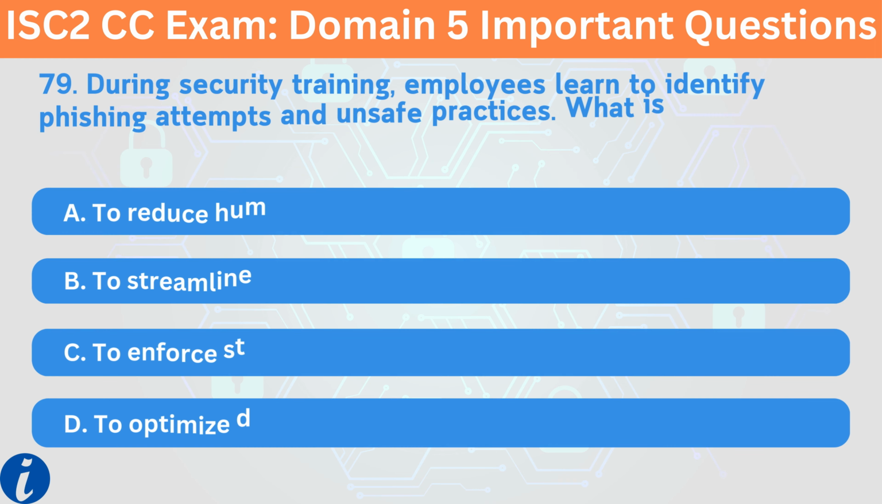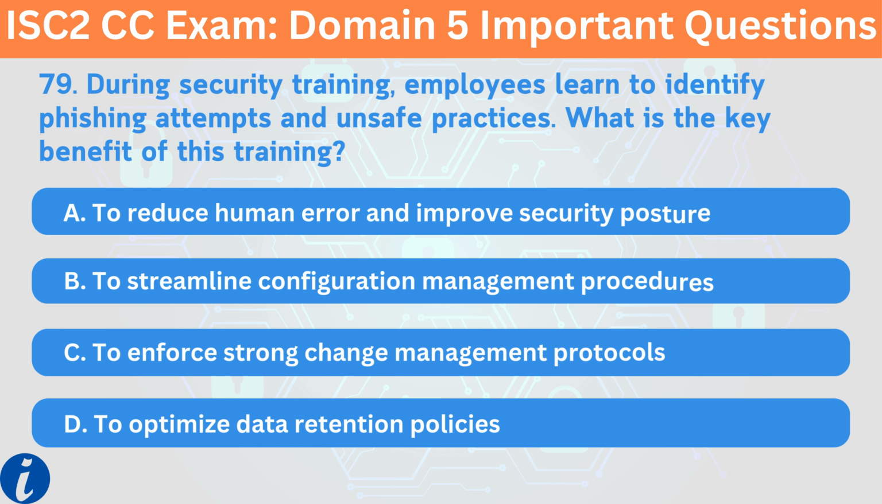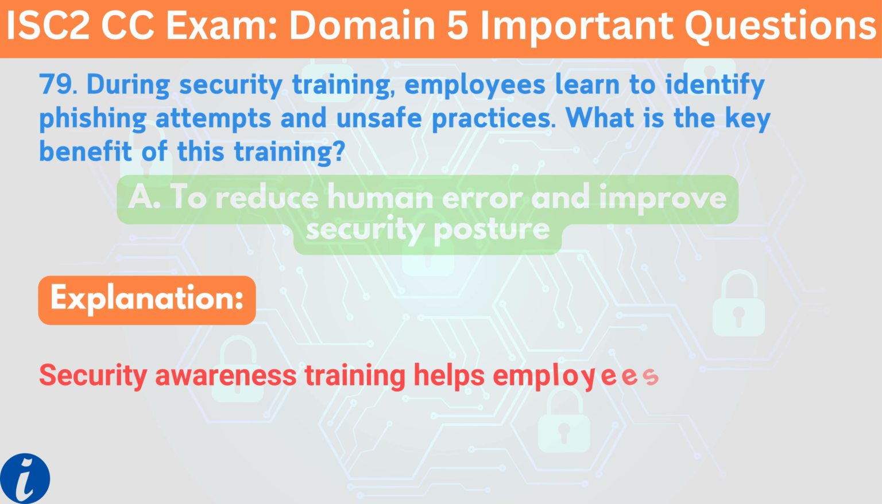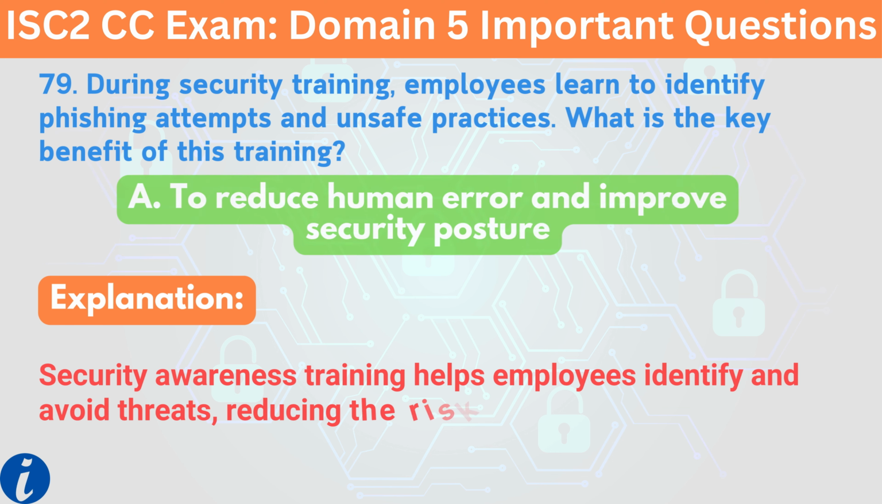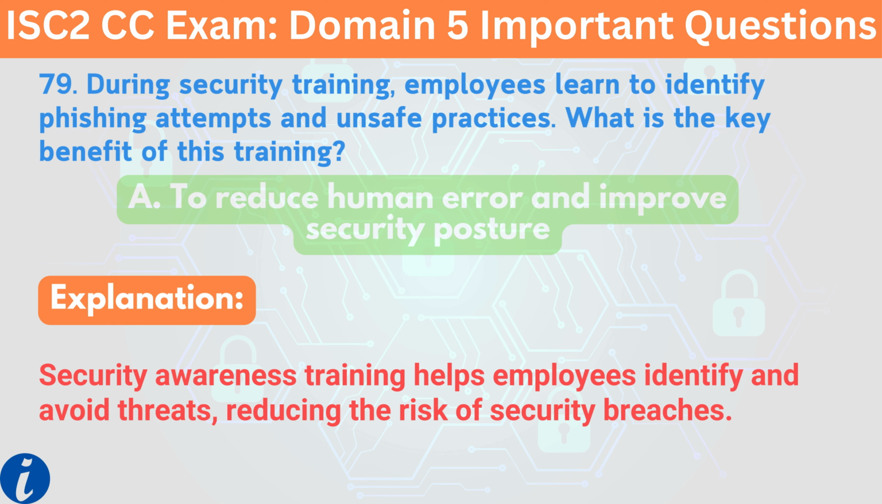79. During security training, employees learn to identify phishing attempts and unsafe practices. What is the key benefit of this training? A. To reduce human error and improve security posture. B. To streamline configuration management procedures. C. To enforce strong change management protocols. D. To optimize data retention policies. The correct answer is A. To reduce human error and improve security posture. Explanation. Security awareness training helps employees identify and avoid threats, reducing the risk of security breaches.